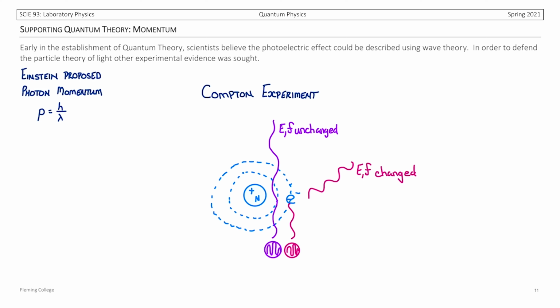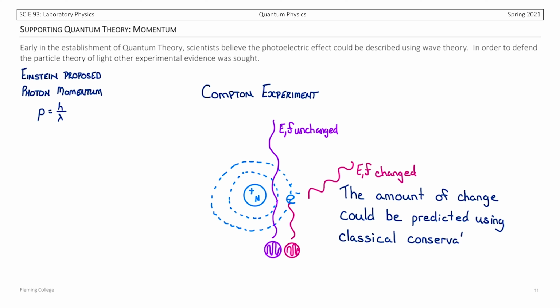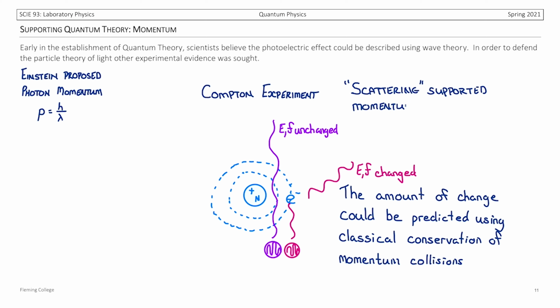The important part here is that the amount of change could be predicted using the classical conservation of momentum approach to collisions. This was evidence that there was a momentum involved with the interaction that the photon had with the electrons of the atom. This Compton scattering supported the momentum theory, which means it supported the particle theory of light and further cemented the theory that we had to treat light with a dual behavior of wave nature and particle nature.